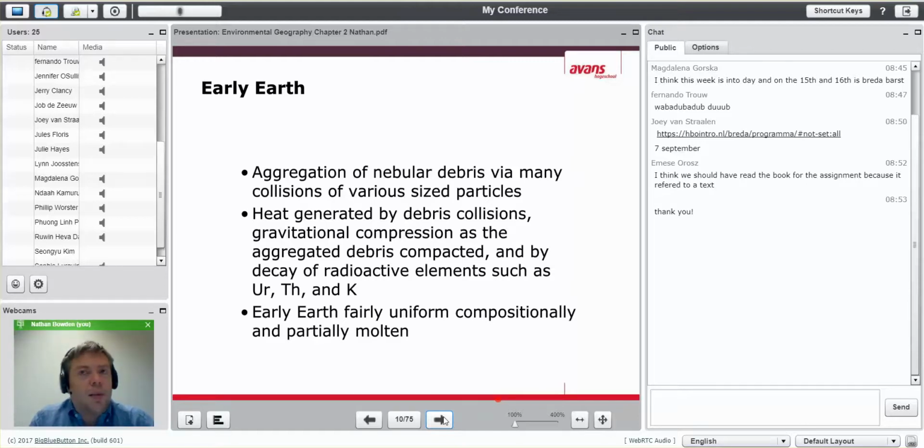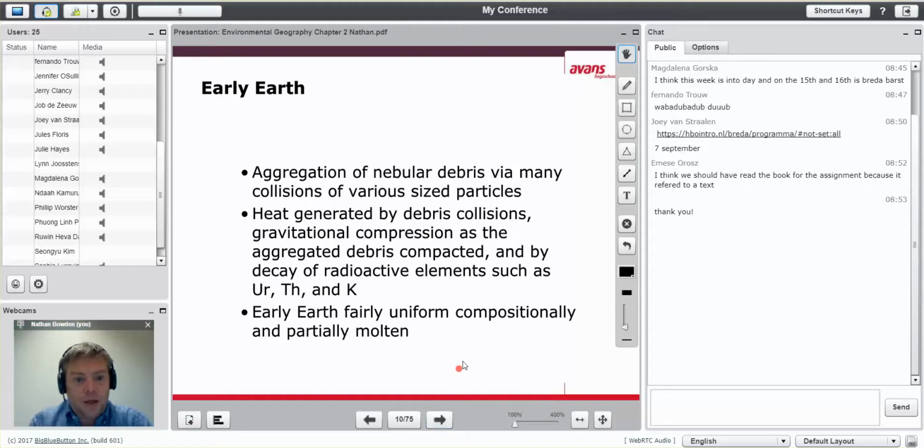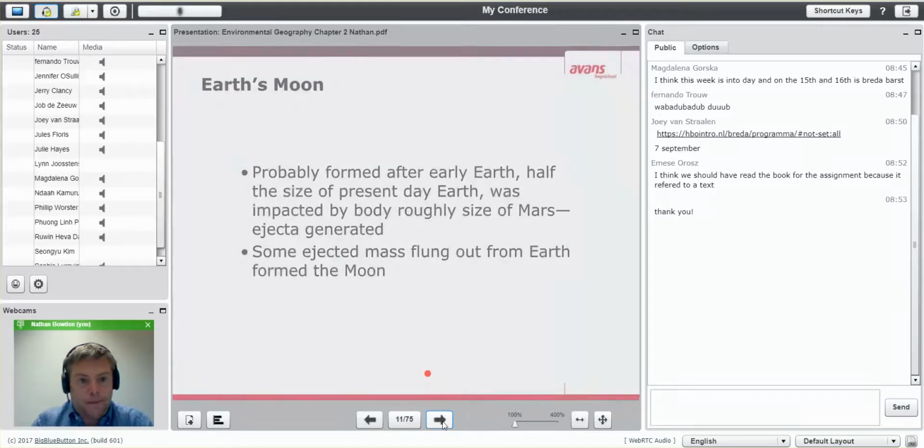Also similar, I'm not sure if this is on this slide, we might get to it later, but similar to the other planets, the heaviest elements form the center of the Earth. But at the beginning, the Earth was everywhere about the same. It was very homogeneous, and it took a while before the Earth divided into the different layers.